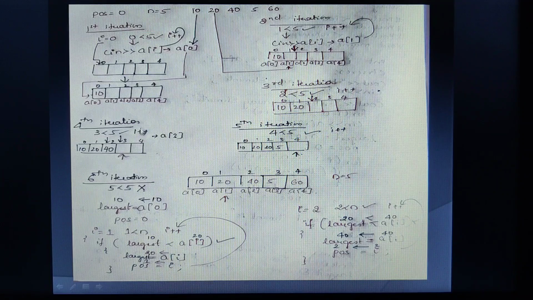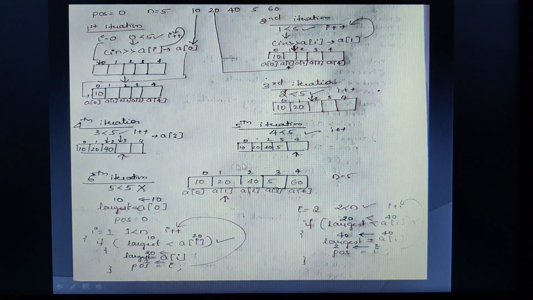Again I gets incremented. When I gets incremented, it starts pointing at the fourth location, as per this. It starts pointing at this particular location. 4 is less than 5, the condition is true. The leftover value on the console will be 60. So 60 will be extracted and placed in A of 4.